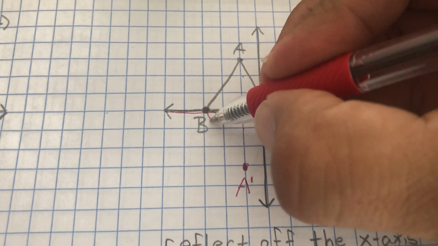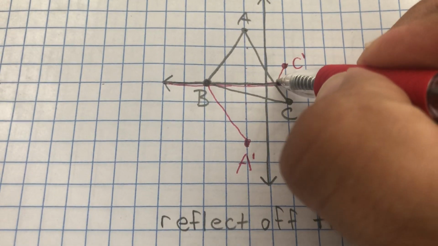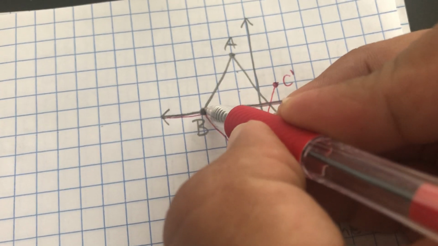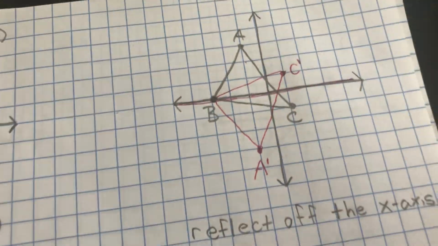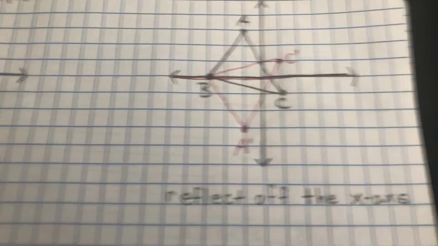And now if I connect A, B, and C here, it's hard doing this while holding the phone. That's pretty good. And that is a reflection off of the x-axis.